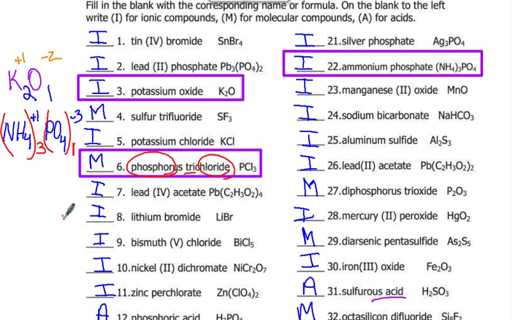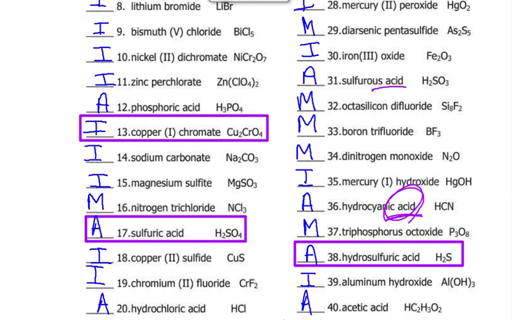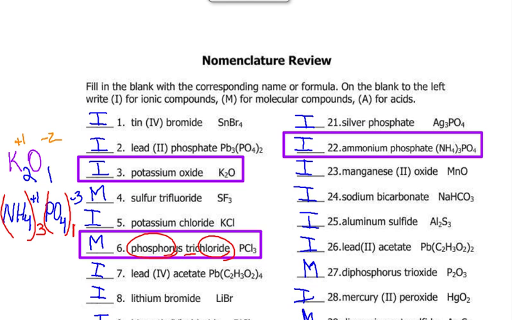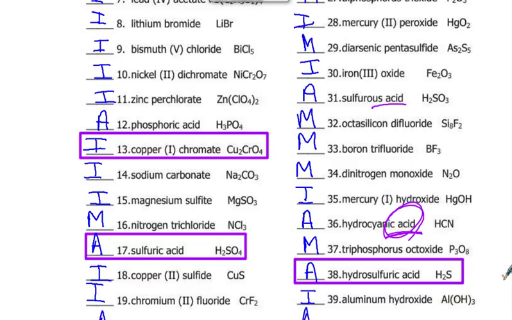Let me scroll down. I'm going to try these 3 also. In number 13, copper is in that weird part of the periodic table. Copper is right here, and we don't know the charge of elements in that zone, so they had to tell us the charge in the name. And what did they tell us? They told us copper is a +1. They did that with that Roman numeral. So copper is a +1.